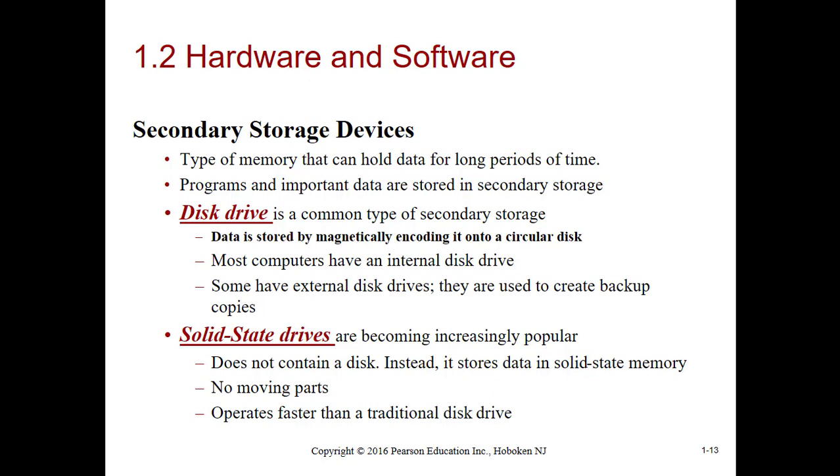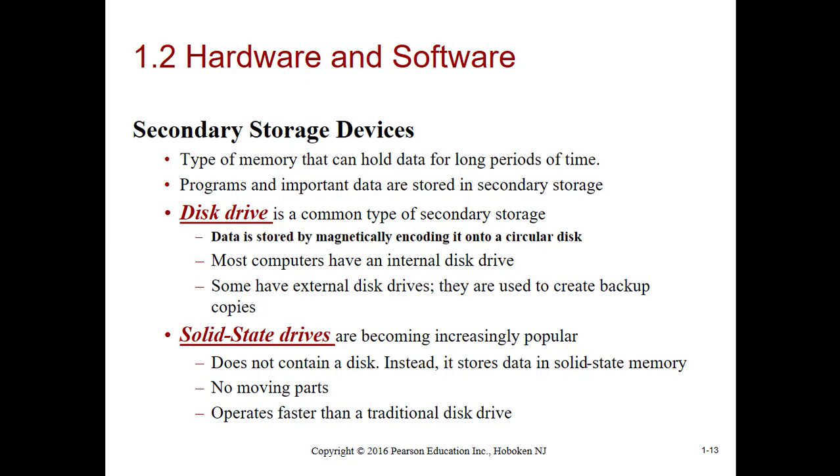All right, now let's talk about secondary storage devices. It's a type of memory that can hold data for long periods of time. Programs and important data are stored in secondary devices. A disk drive is a common type of secondary storage. Data is stored by magnetically encoding it onto a circular disk. Most computers have internal disk drives. Of course, you can also get external disk drives if you need them.